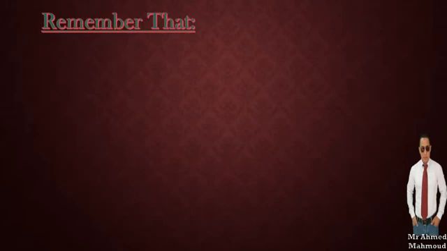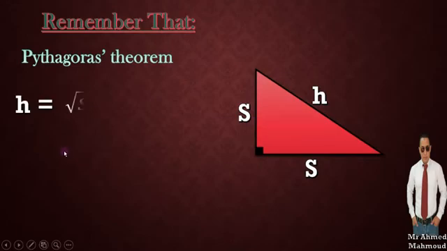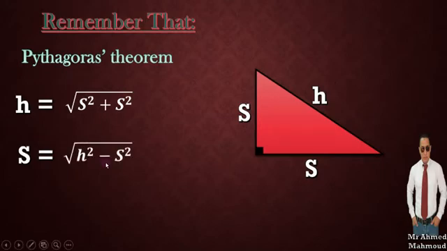Now I'm going to remember the Pythagorean theorem as we studied before, because we really need this one, as I said, we also study the right angle triangle. In the right angle triangle we have the right angle and the two sides called S, and this one called H. H here is the hypotenuse, S means side. If we need to find the hypotenuse, it equals the square root of side squared plus side squared, and the side equals the square root of hypotenuse squared minus side squared. This is a very, very important rule.